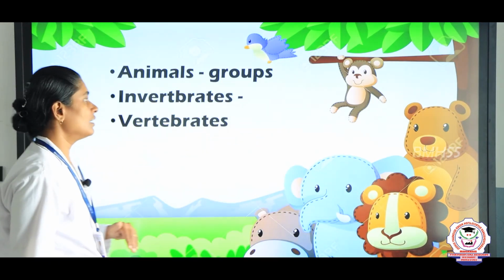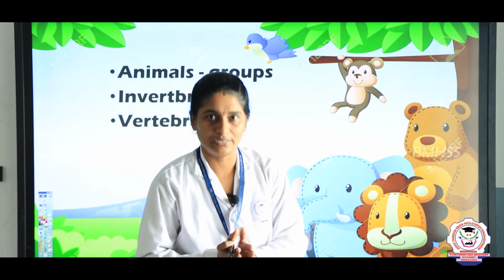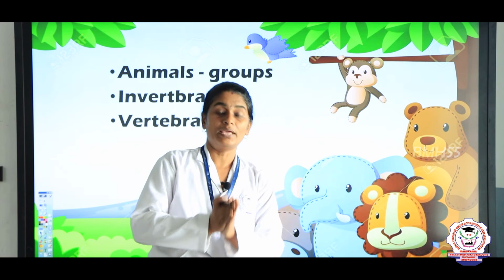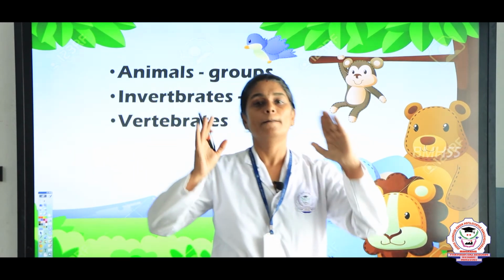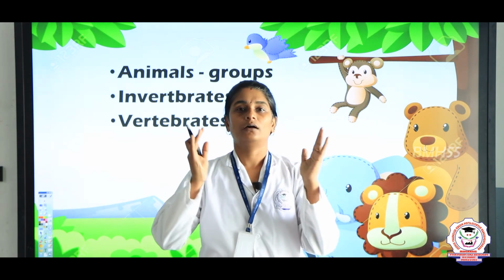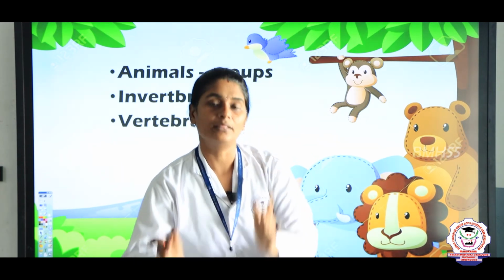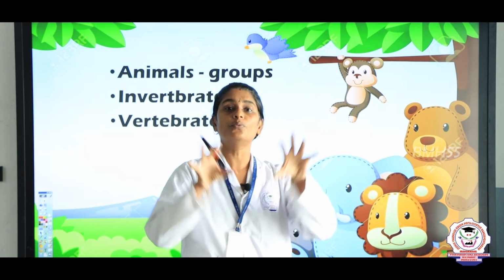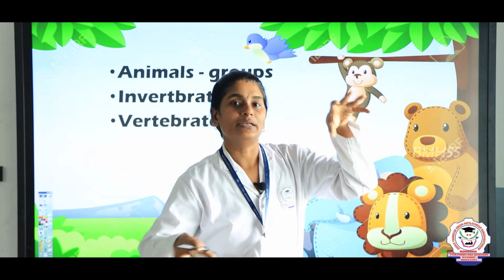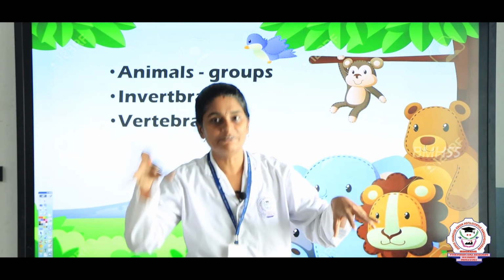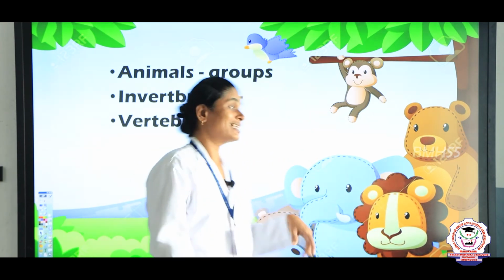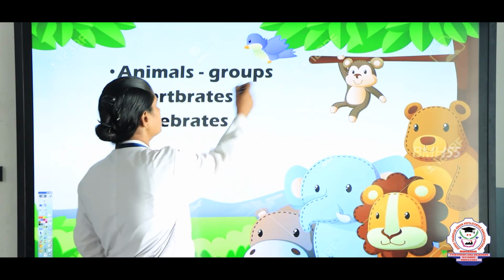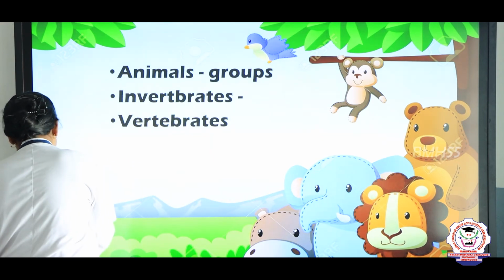So, now let us see what we discussed in today's class, right. Today we learnt that animals are classified into groups. Even from the kingdom Animalia, the animals are classified into 2 different groups, invertebrates or vertebrates. What are the 2 different groups? Invertebrates and vertebrates.